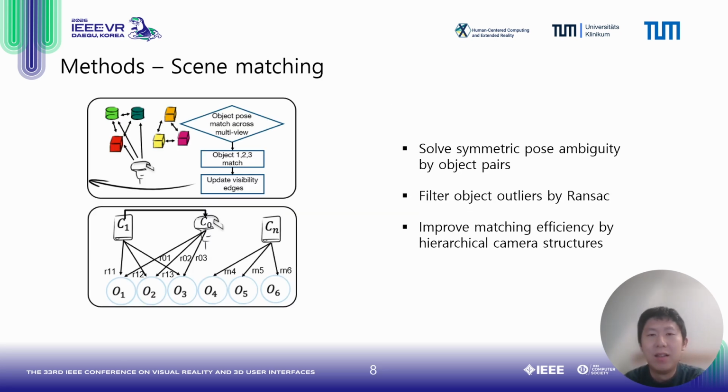Regarding the scene matching, we consider the scenario where at least 2 cameras observe more than 3 objects. Using object pairs, we can remove object outliers to make the pose estimation more robust. We improve the state-of-the-art matching algorithm by using hierarchical camera structures. We assume 1 camera has known pose with internal tracking SLAM. The other camera can update the pose based on the overlapping objects. We build connections between cameras by spatial temporal overlapping objects.